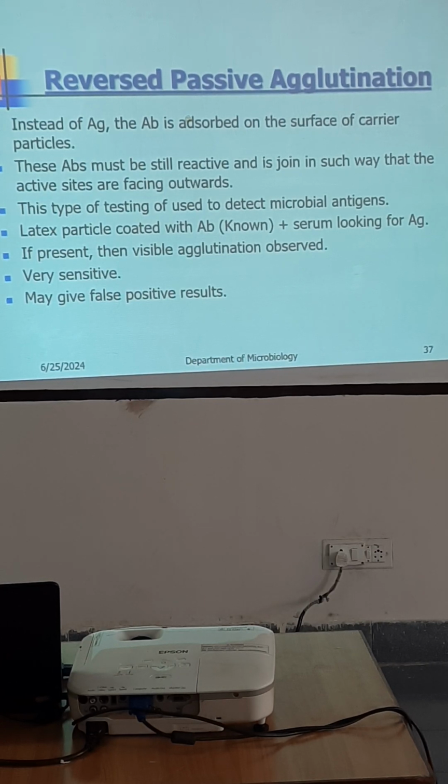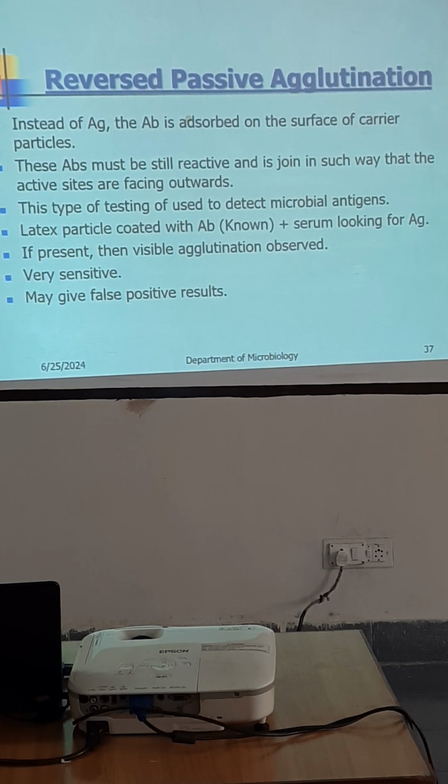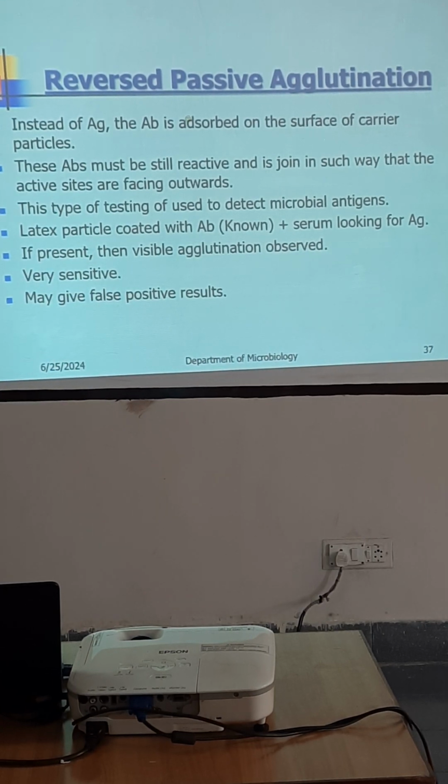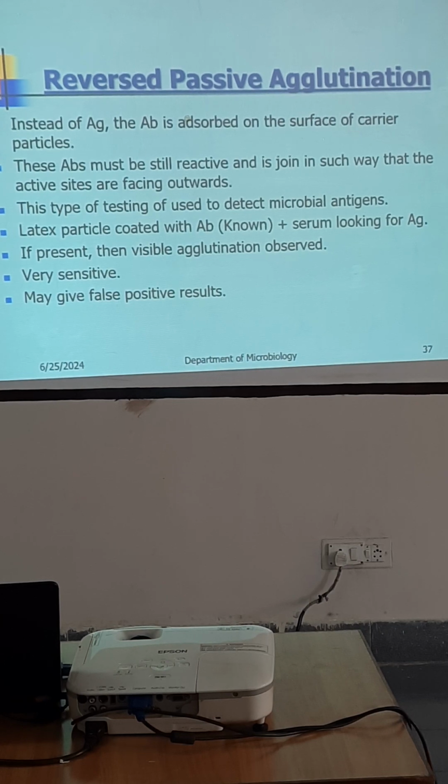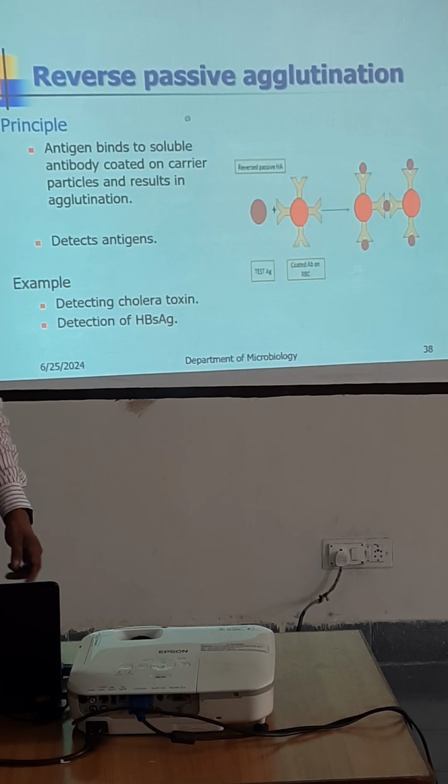The antibodies are Y-shaped, so these antigen-binding sites are facing outwards, and the antibody is adsorbed to the latex particle at the bottom, the Fc portion of the Y. Here the latex particle is going to attach. So the latex particle coated with the known antibody plus serum or specimen is added, in which the antigen we are looking for is present. If specific antigen and antibody are present, then there is a visible agglutination reaction. This is also sensitive, and the disadvantage is that this can give false positive results.